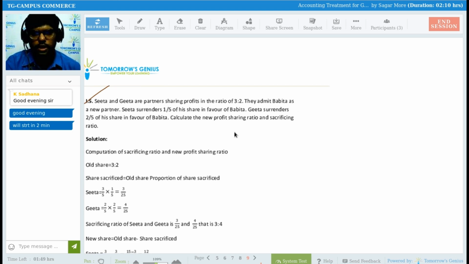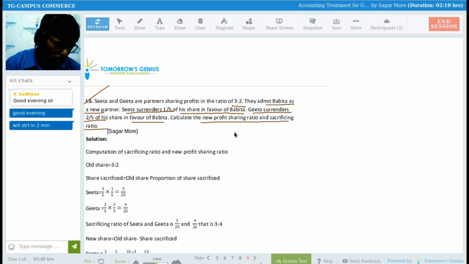Sita, Geeta are partners sharing the profits in the ratio of 3:2. They admit Babita as a new partner. Sita surrenders 1/5 of her share in favor of Babita. Geeta surrenders 2/5 of her share in favor of Babita. Calculate new profit sharing ratio and sacrifice ratio.